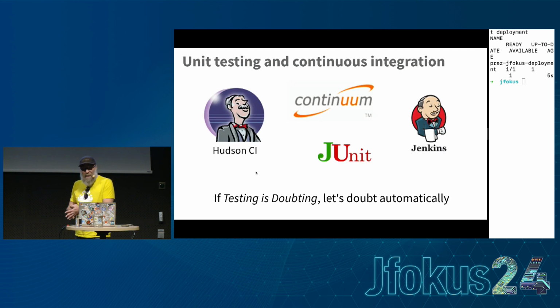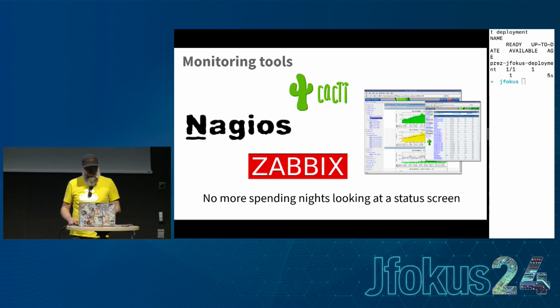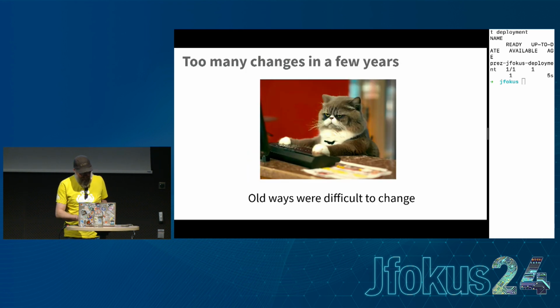Unit testing and continuous integration. Yeah, finally we started to test, okay? Even if we know that testing is doubting, but you should test. But again, that was new tooling that got incorporated in our development flow, and it makes things really easy. Same thing for monitoring tools. That's more for the ops people, but instead of monitoring thousands of screens, we started to automate that and have some alerting system, and that made also our life way easier.